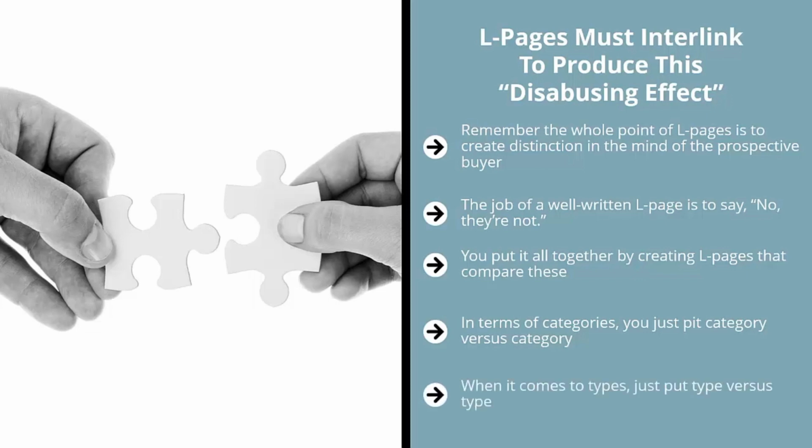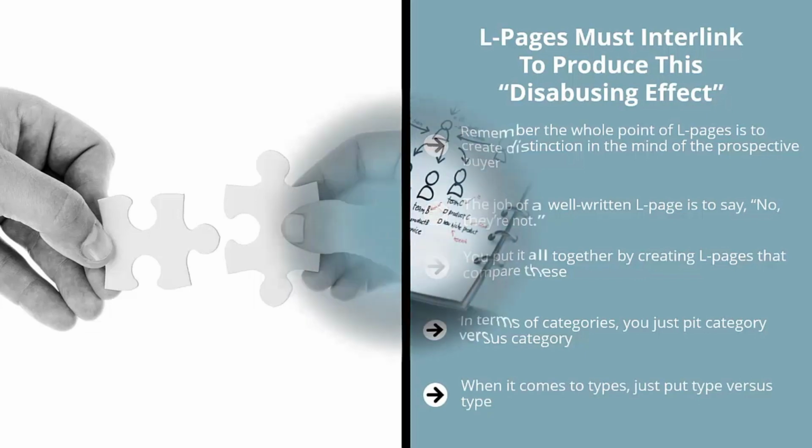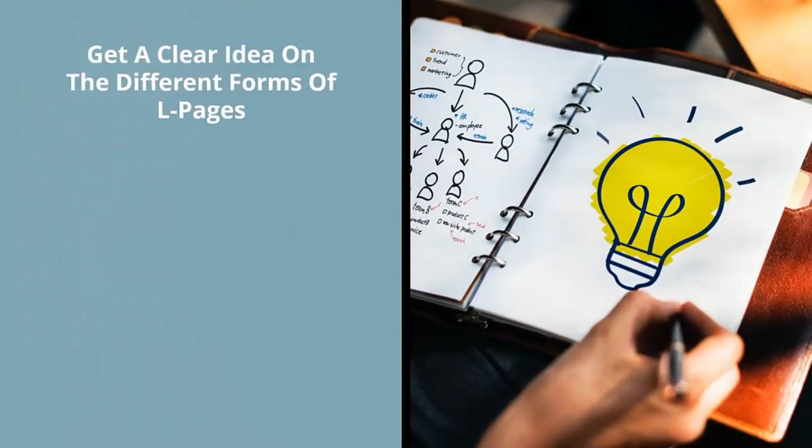When it comes to types, just put type versus type. Again, walk them through the advantages and disadvantages. The same goes with brand versus brand and product versus product. Get a clear idea on the different forms of L pages.